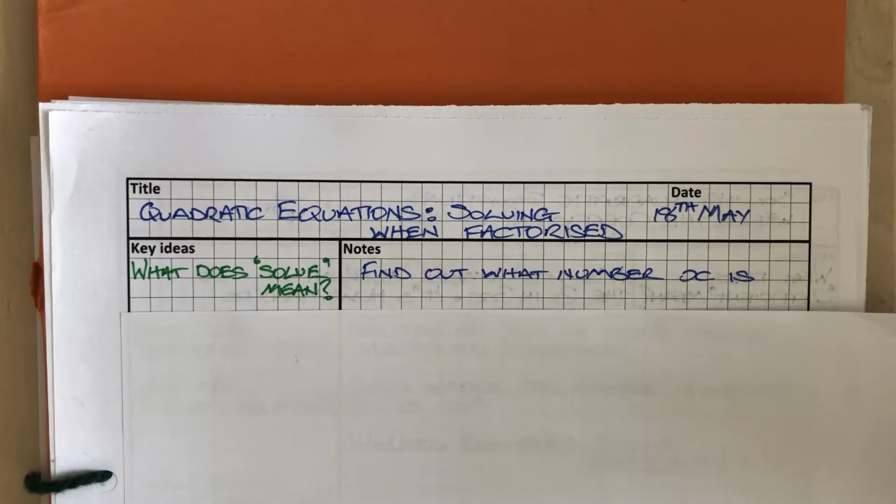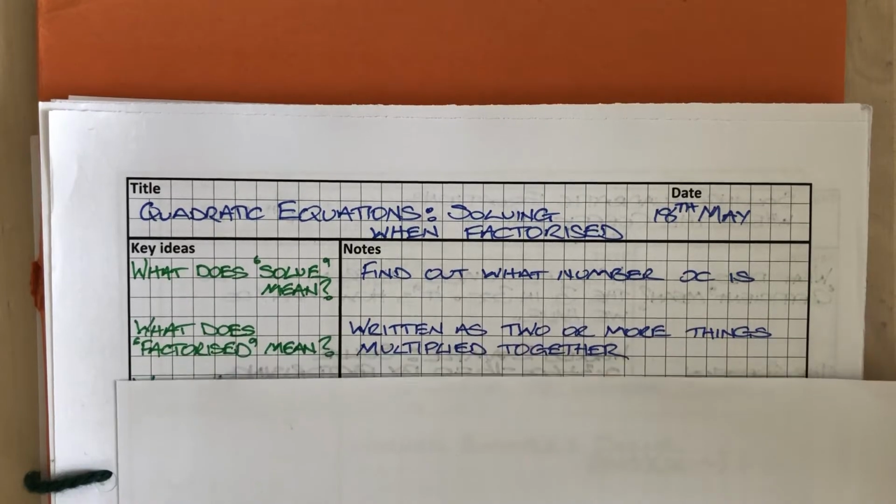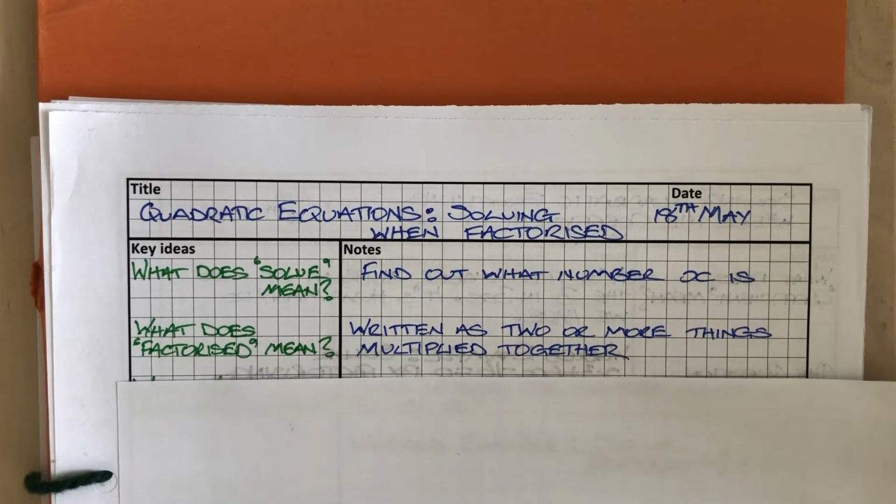What does solve mean? Well, it means that when you look at the equation you find out what number x is. What does it mean when it's factorised? Well, it means that two things are multiplied together to make the thing we started with. So if we factorised 6, we could write it as 2 times 3.